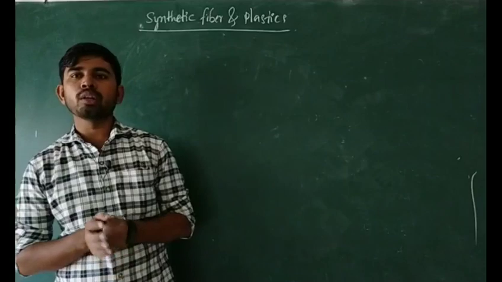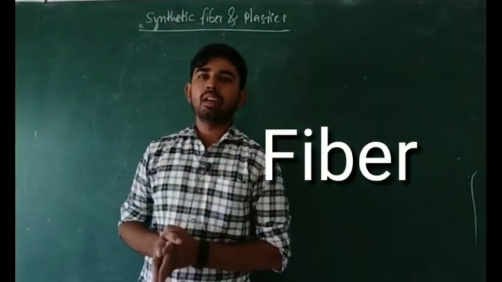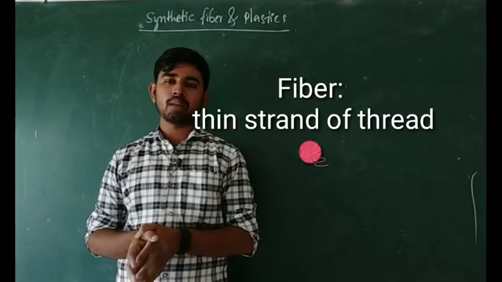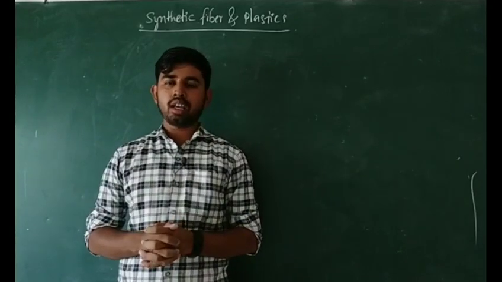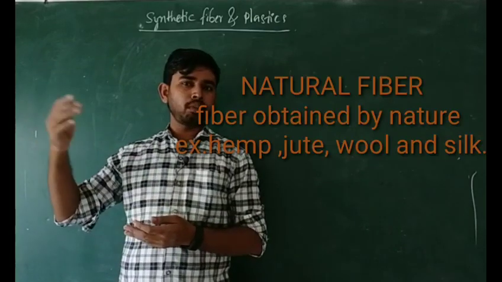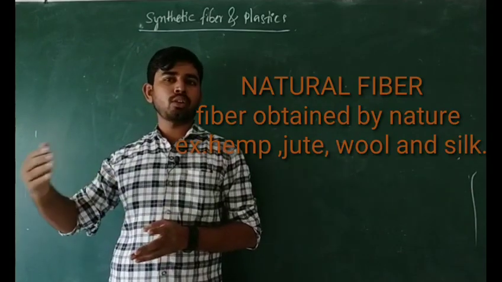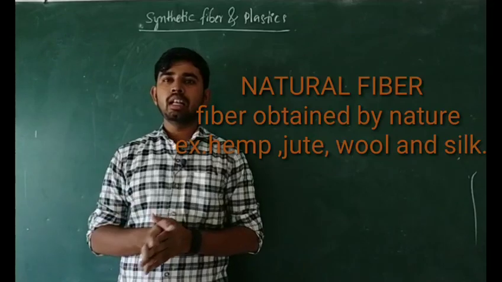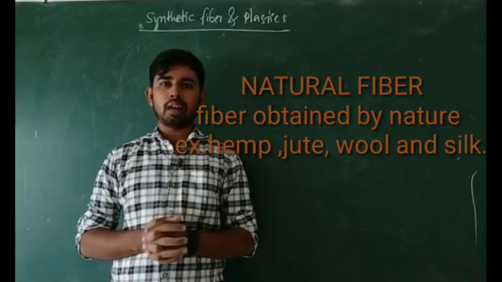First we should know what we mean by fiber. In earlier classes we already discussed that a fiber is nothing but a thin strand of thread. It may be from nature or it may be prepared in the laboratory. If you get a fiber from nature, from an animal or from a plant, then it is said to be a natural fiber. As an example of a natural fiber, we can take hemp. I am talking about plant fibers like hemp, flax and jute. These are examples of plant fiber.